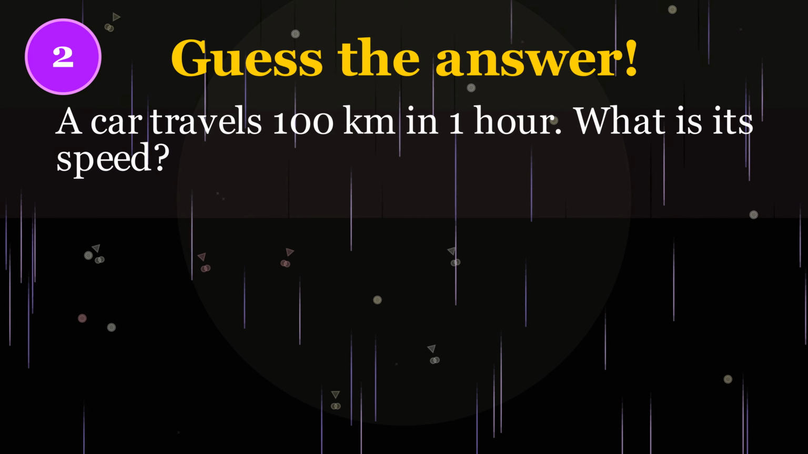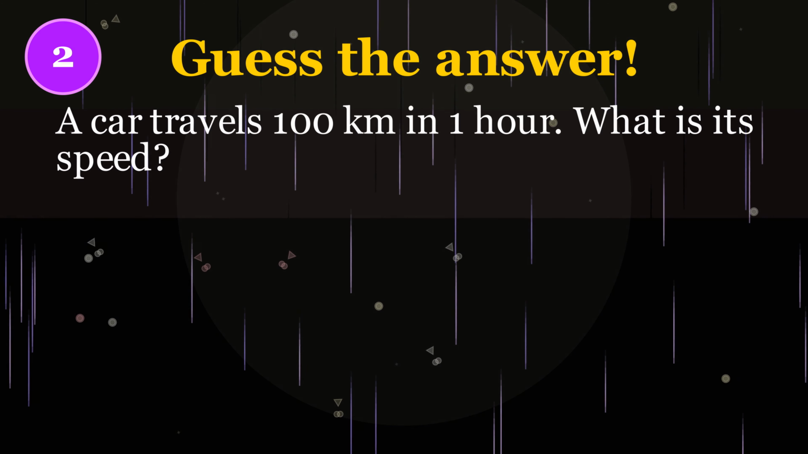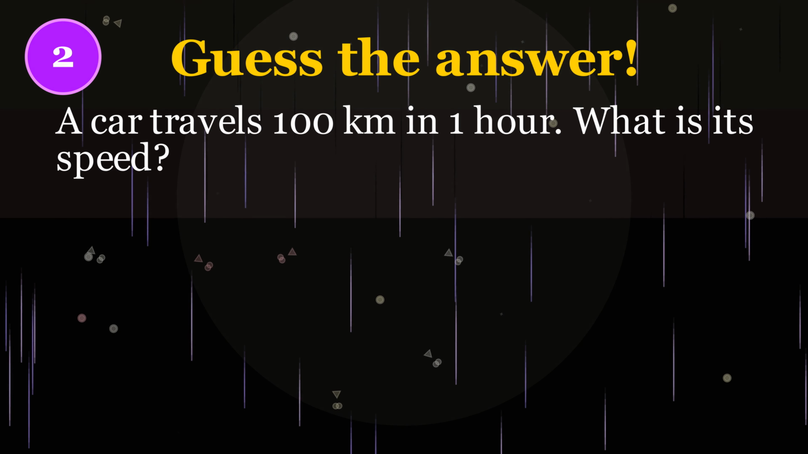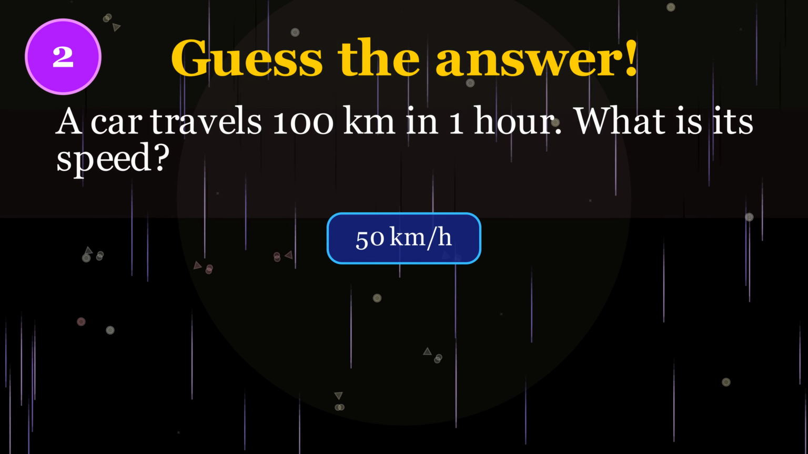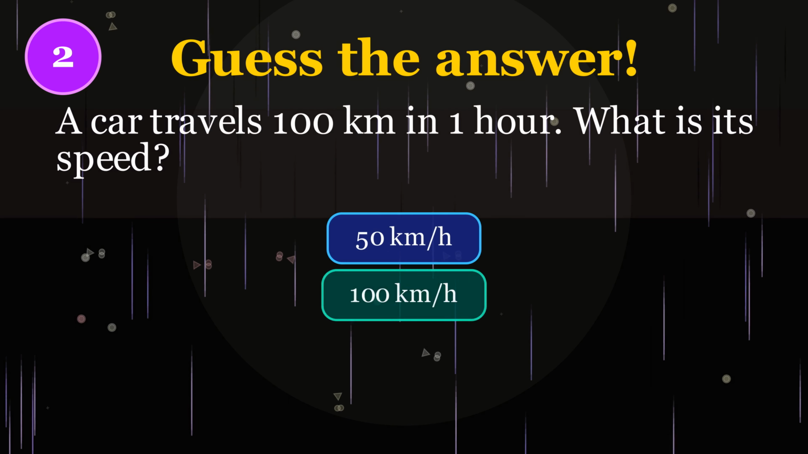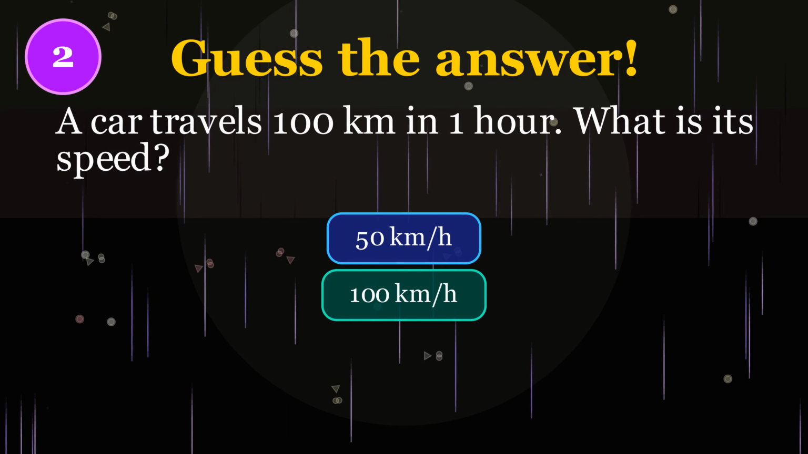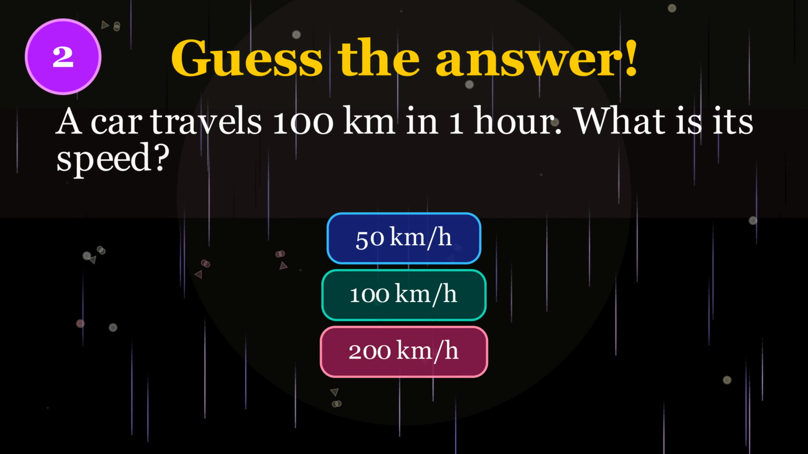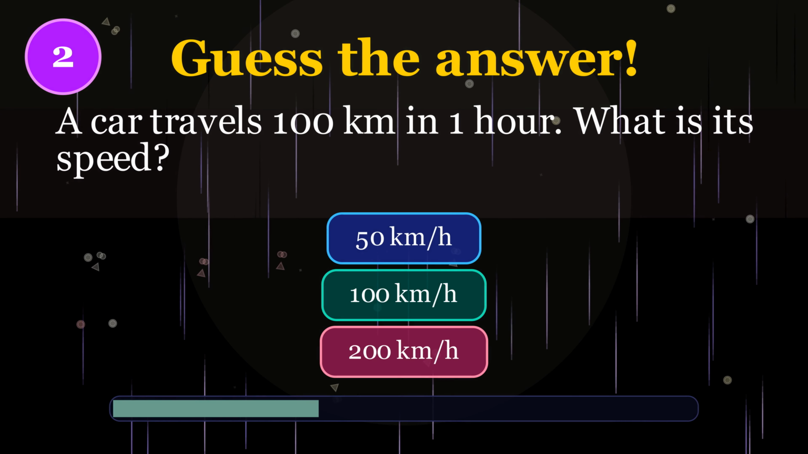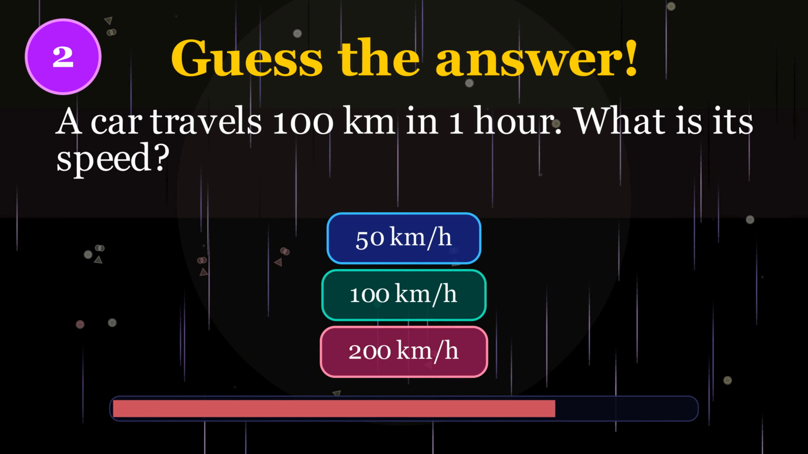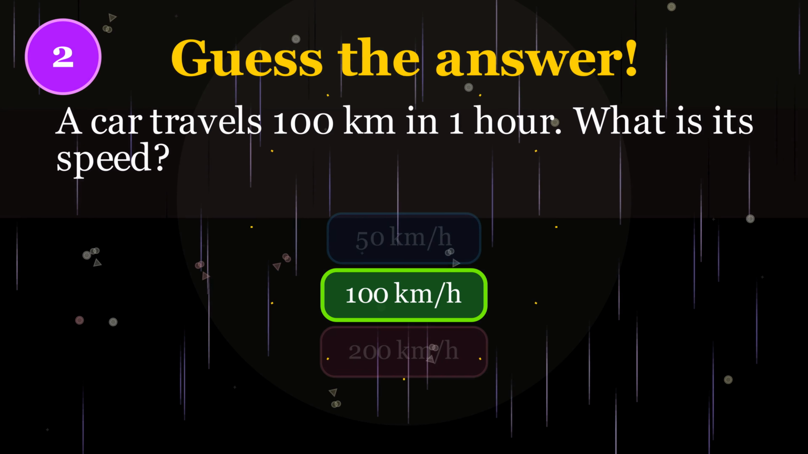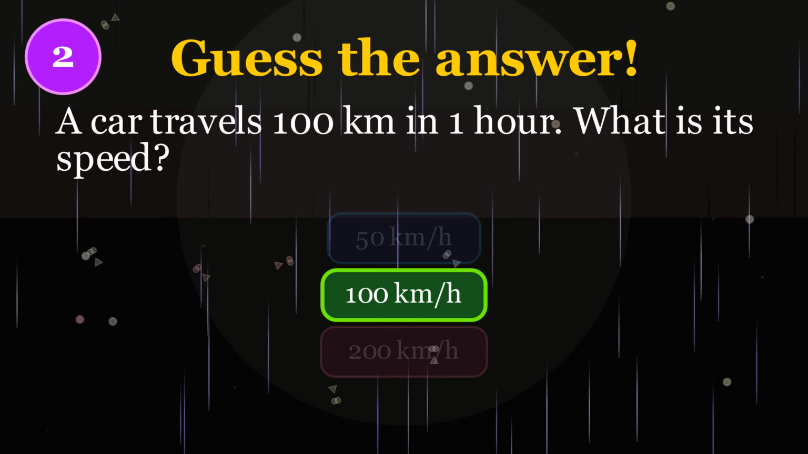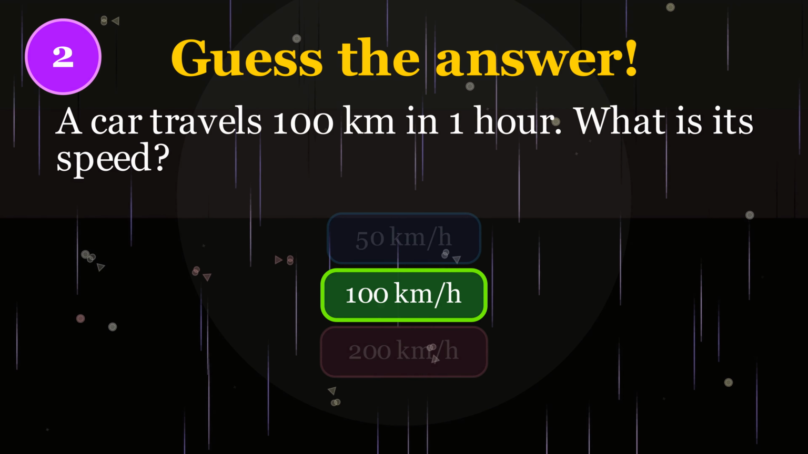A car travels 100 kilometers in 1 hour. What is its speed? 50 kilometers per hour. 100 kilometers per hour. 200 kilometers per hour. The correct answer is 100 kilometers per hour.